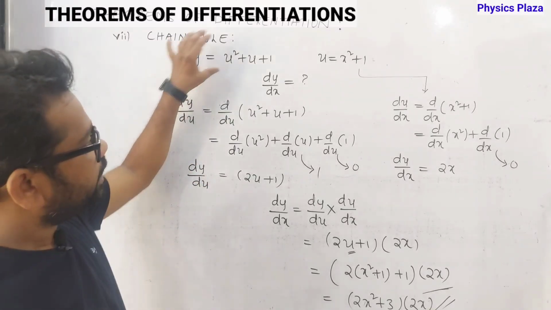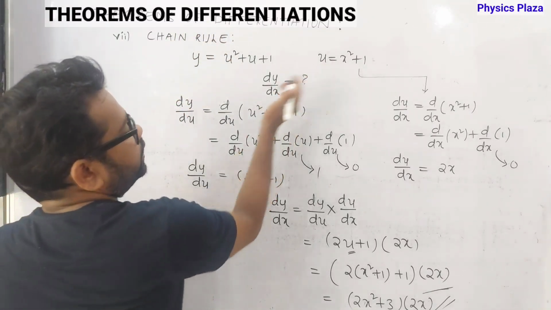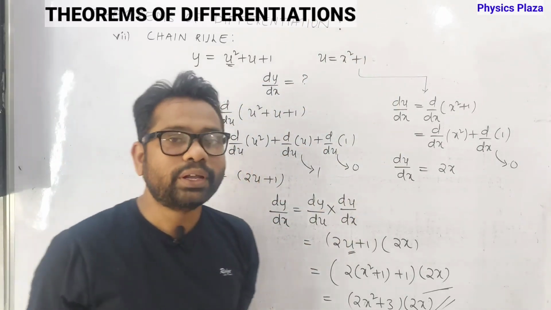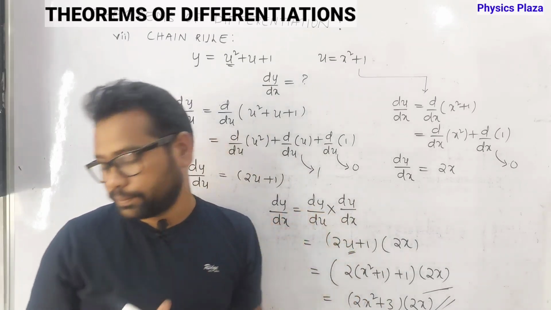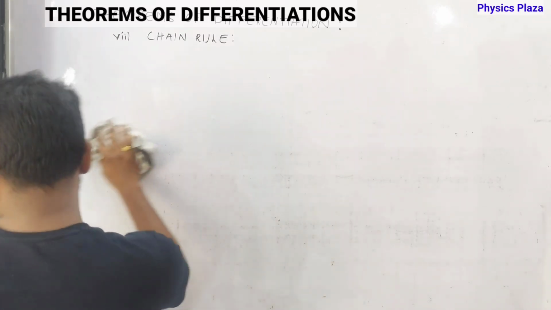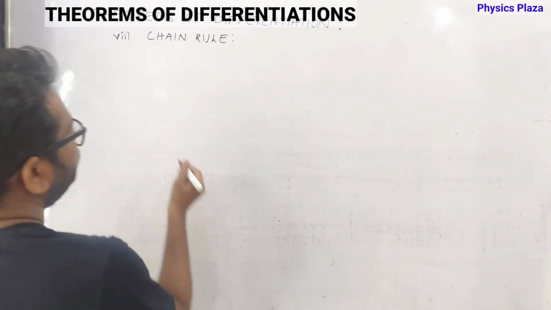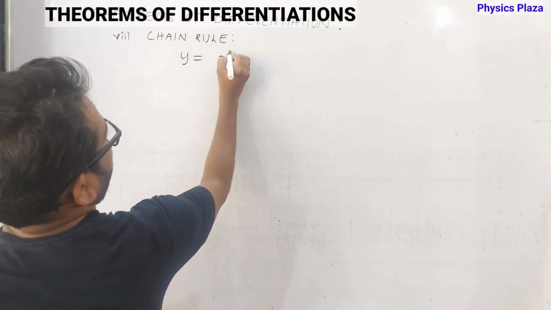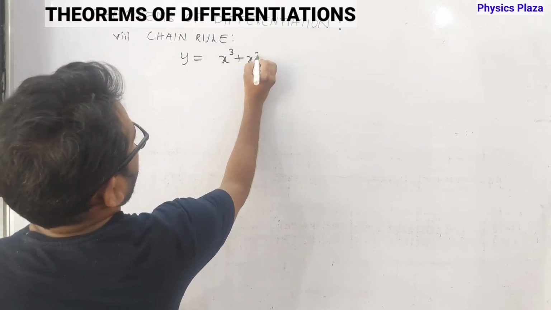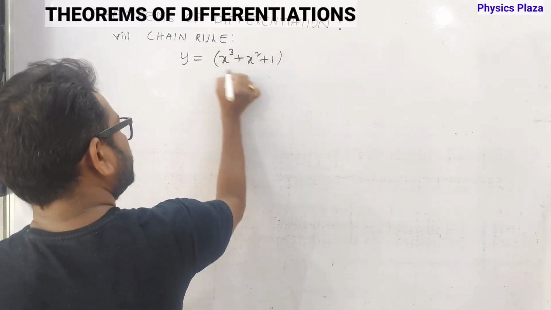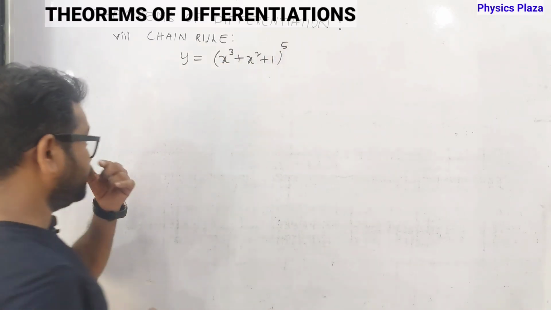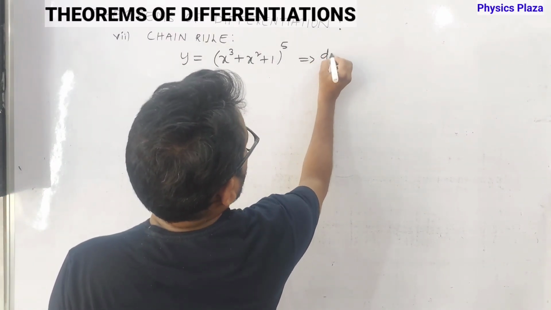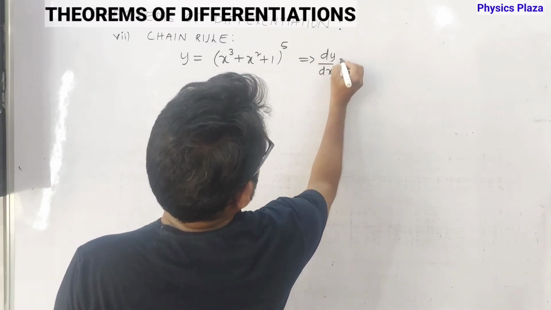It means whatever is given, we have to differentiate, and whatever is written in terms of x must be differentiated once again. We will do one more numerical so that you get clarity. First copy this. We see one example, children. Suppose y is equal to x cube plus x square plus 1, to the power of 5. They are asking us to calculate dy by dx.